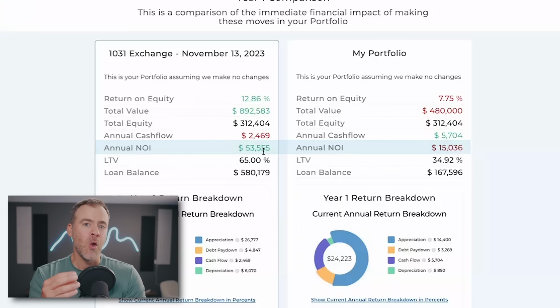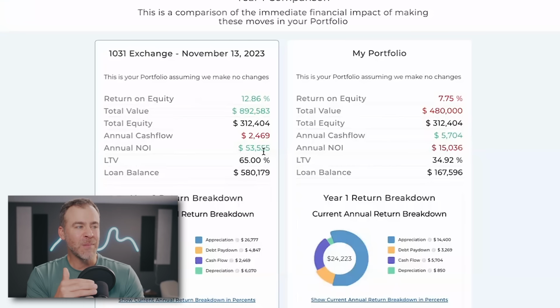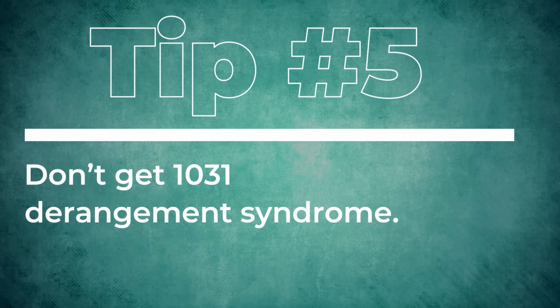But here's a problem. Where Matt is in his portfolio, where he needs growth, these numbers with a 1031 exchange just don't cut it. Which brings us to tip number 5. Don't get 1031 derangement syndrome. You see, 1031s are an amazing way to go out there and defer capital gains.